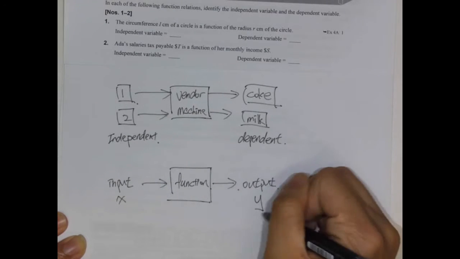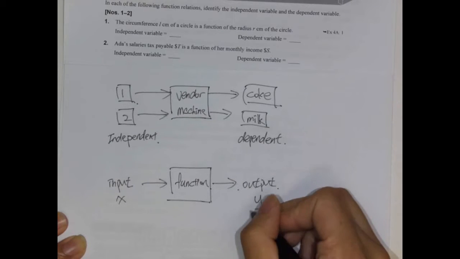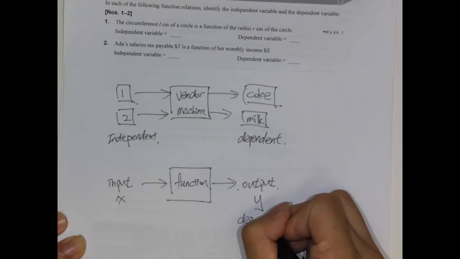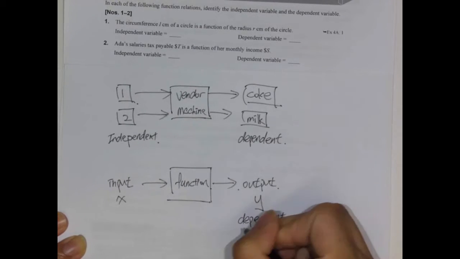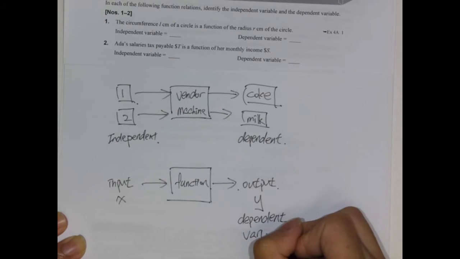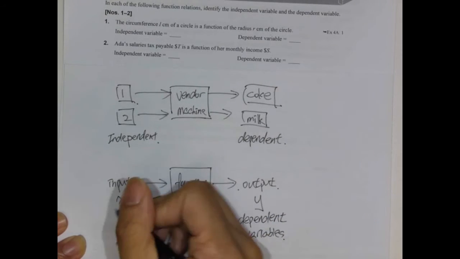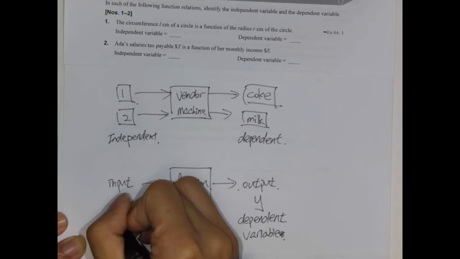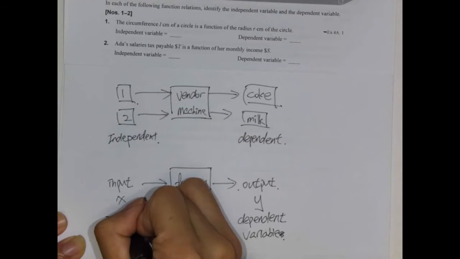And as I mentioned before, y is dependent. So in mathematics, we call it the dependent variable, because y depends on the input, and x is the independent variable.